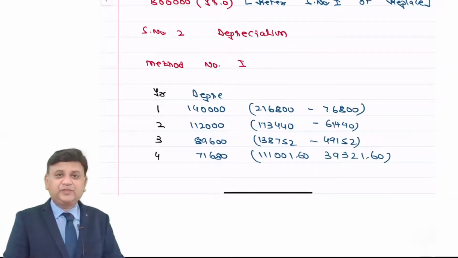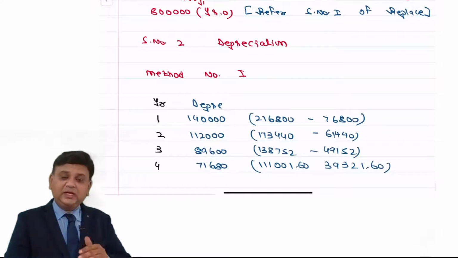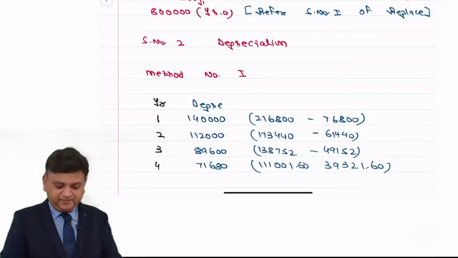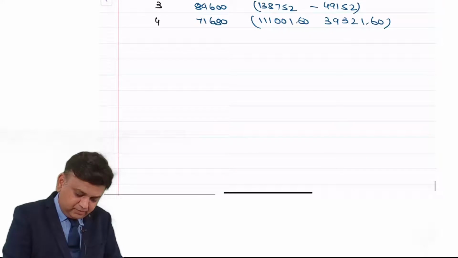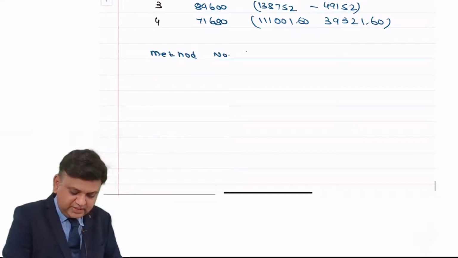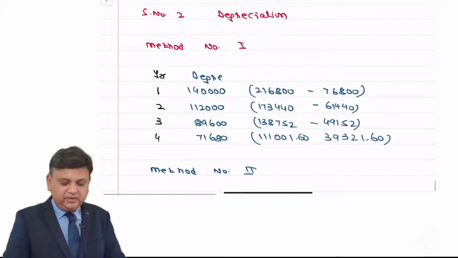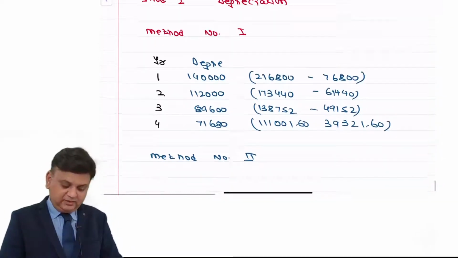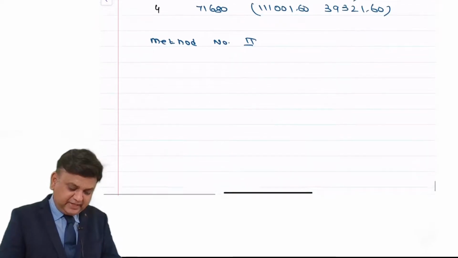So this is the first method that we have to compute the incremental depreciation. Now method number two. Method number two will work like this. Let me explain to you. Don't write anything. In method number two, we will have the working of the answer in this way.